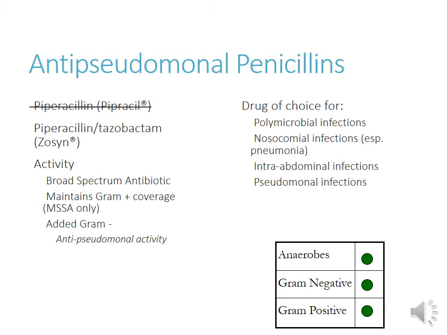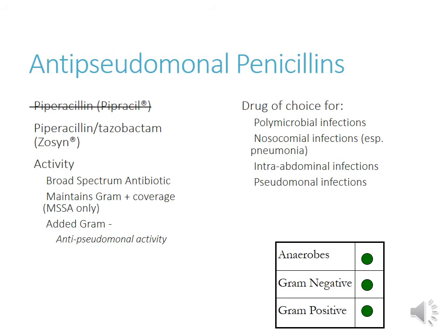So this is really going to be the drug of choice for a lot of polymicrobial infections. So if you're worried about having multiple bacteria that might be causative, this would be a good drug for that, especially nosocomial infections with gram-negatives or anaerobes. So for like pneumonias in the hospital that develop, say after a ventilator has been in place for a long time, this would be a good drug for that.